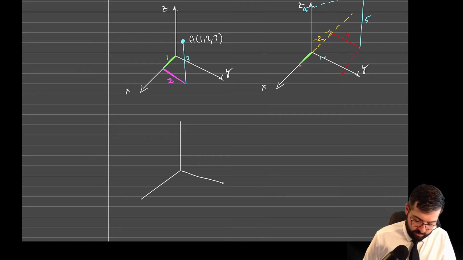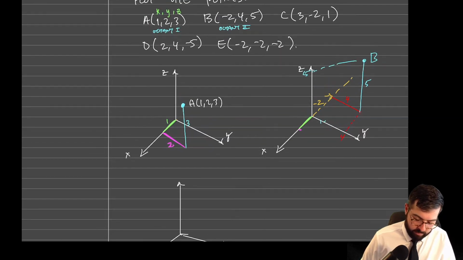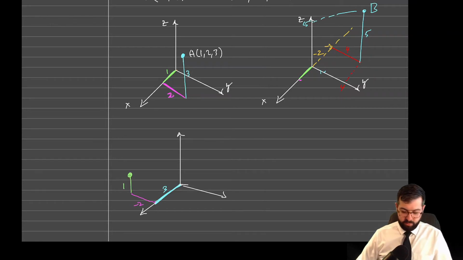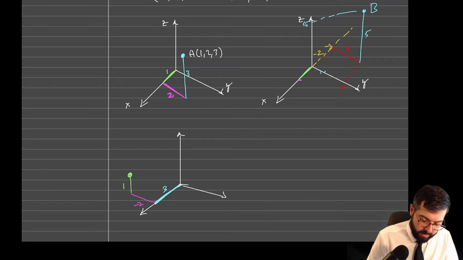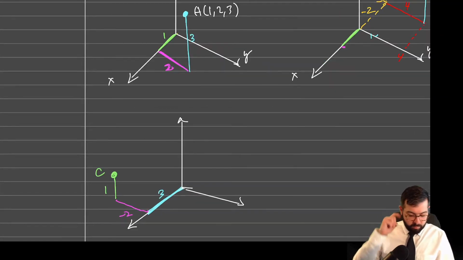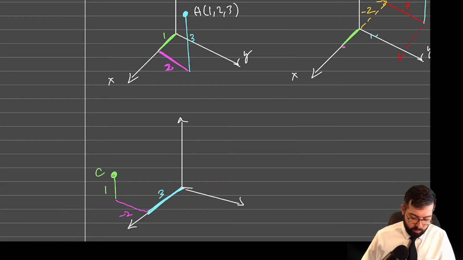Yeah, you would go 3 along the same direction as the x-axis, and then you'd go opposite of your point, -2, or opposite in the y direction, and then up 1 in the z direction. So we're over here, right? And yes, this is point C, and it's (3, -2, 1).